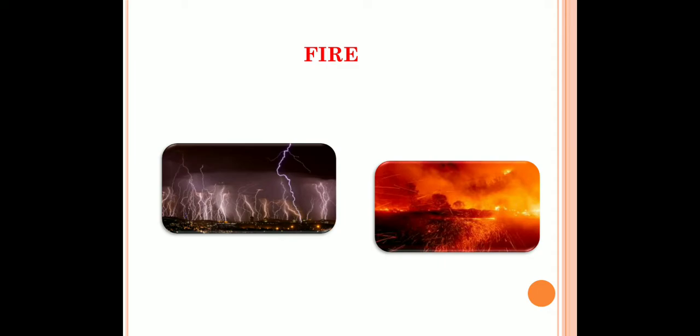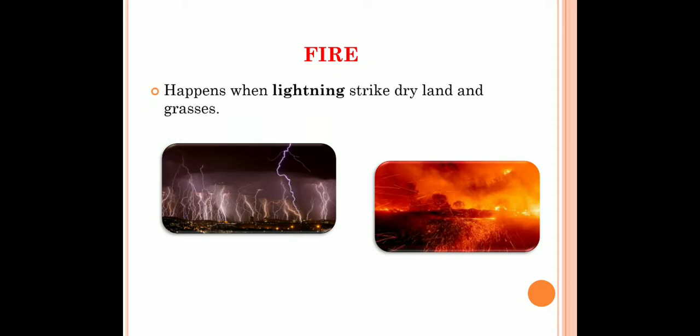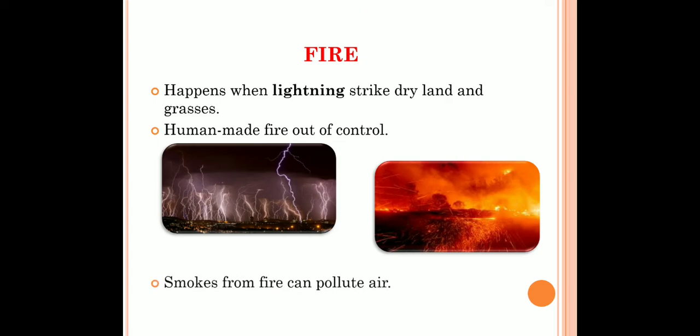We cannot extinguish it. So fire happens when lightning strikes dry land and grasses, and also when a human-made fire becomes out of control and we cannot extinguish it. And here, smoke from the fire can pollute the air, and this can harm the land and harm the animals, and force them to move to other environments.